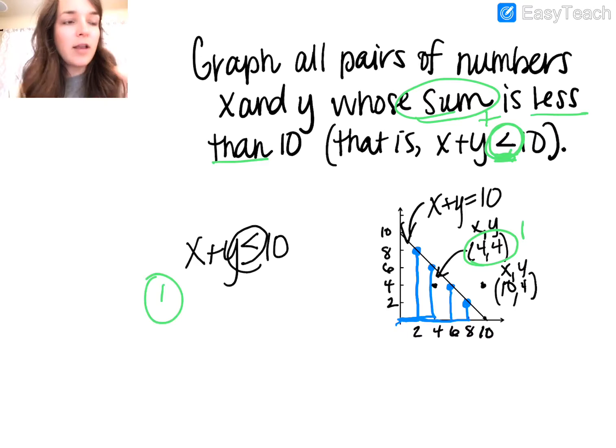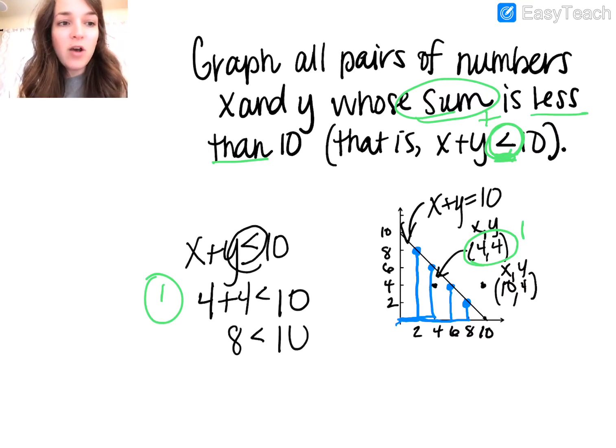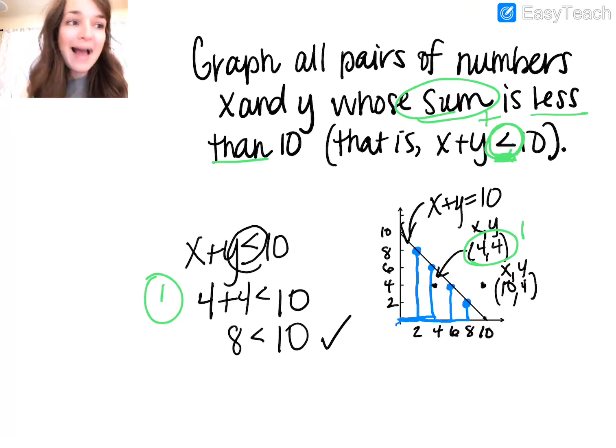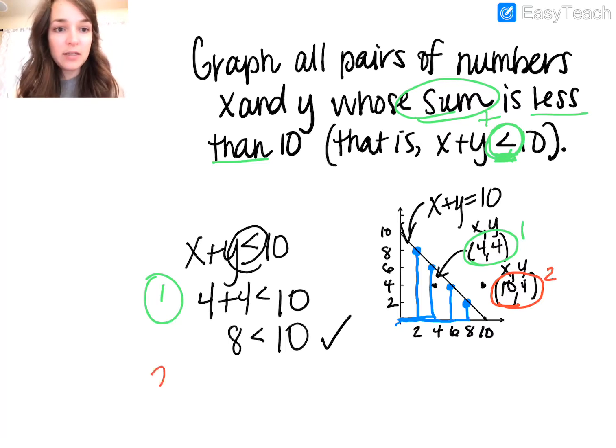So for point 1, we are going to plug in 4 for x and 4 for y and see if we get a true statement. So 4 plus 4 is 8, and we know that 8 is in fact less than 10. So that is a true statement. Now, if that is a true statement, then we would expect that this point on the other side of the line would not be a true statement, okay?